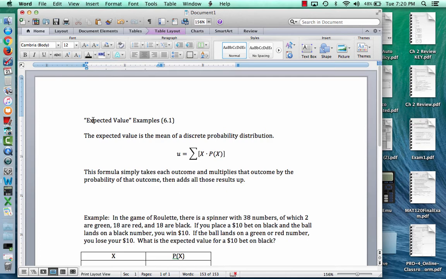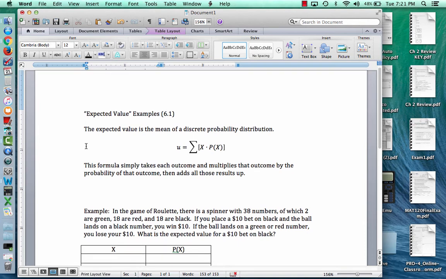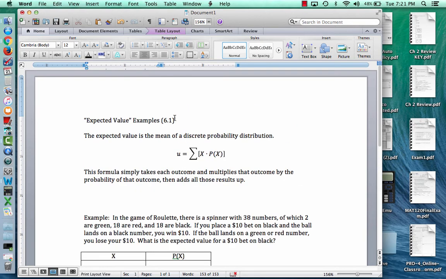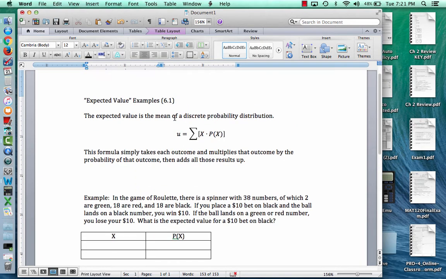So expected value is a very useful application of discrete probability distributions. Discrete probability distributions are just when we look at a discrete outcome, x, so discrete is something that's countable, and its associated probability. Now, in 6.1, remember that for these discrete probability distributions, the probability of each outcome has to be between 0 and 1, and the sum of the probabilities always has to add to 1.